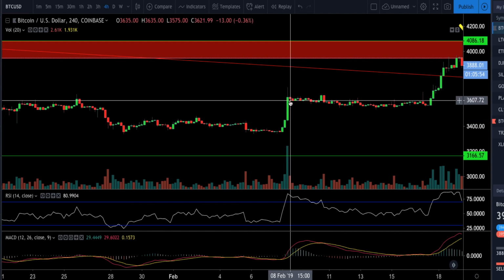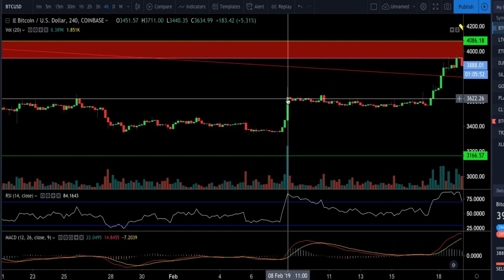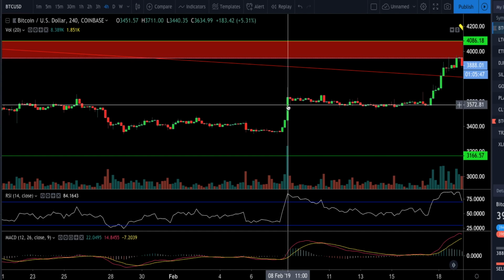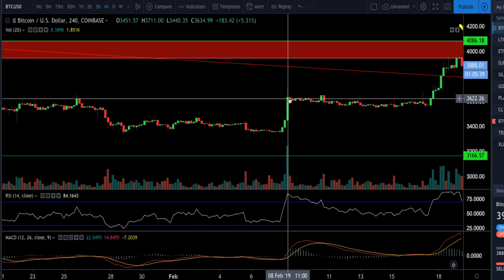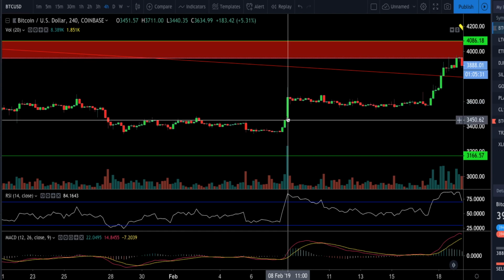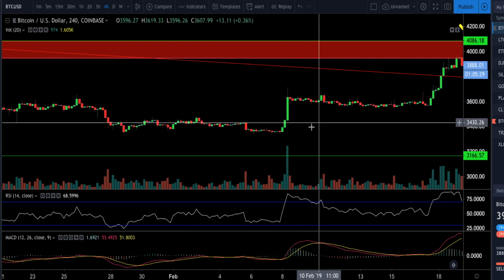The high for this candle, it got up to $3,711. That was the highest this candle ever went. The lowest this candle ever went was $3,440.35. And then when this candle closed and would jump to the next candle, it was $3,634.99. Does that make sense? So you can see that's what this candle shows.